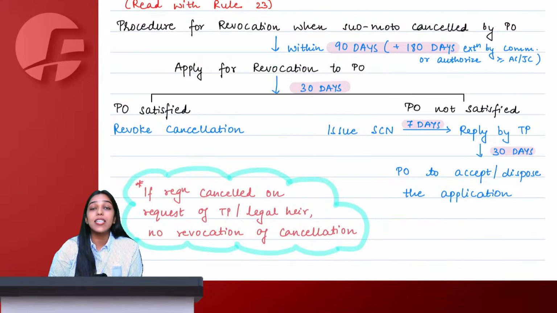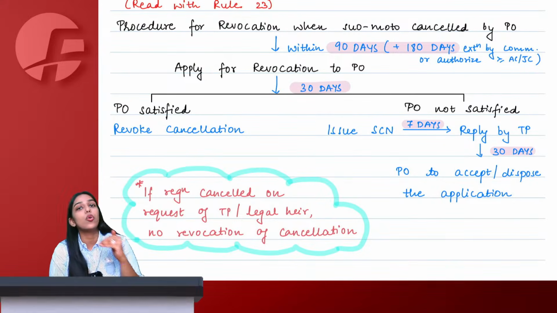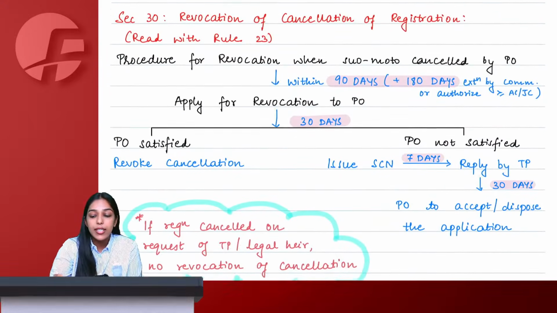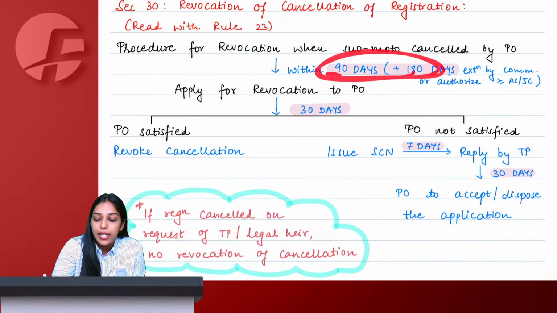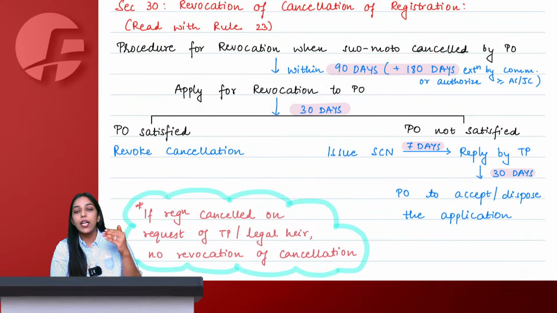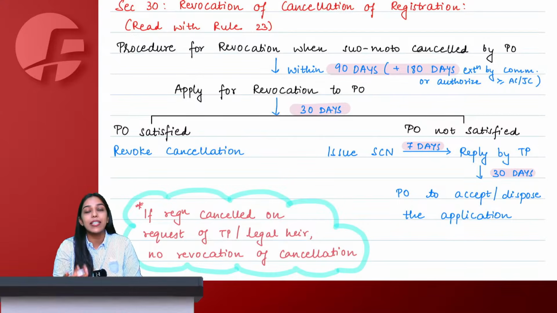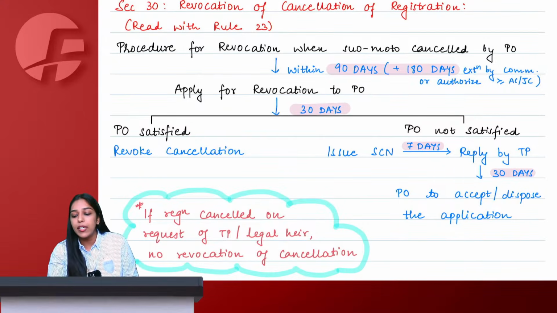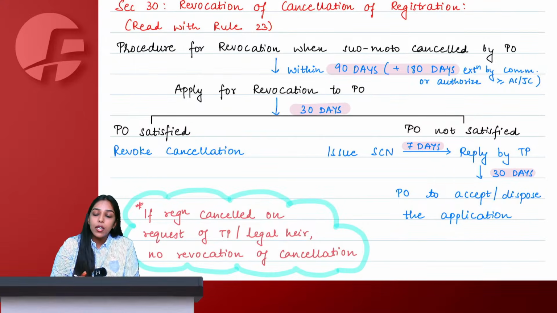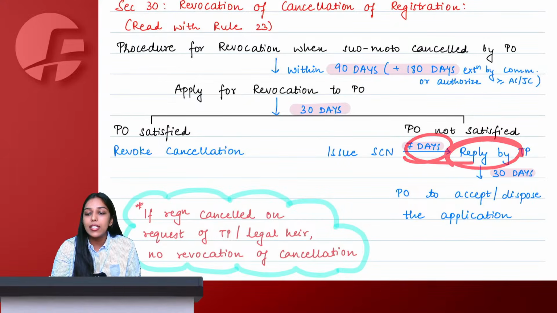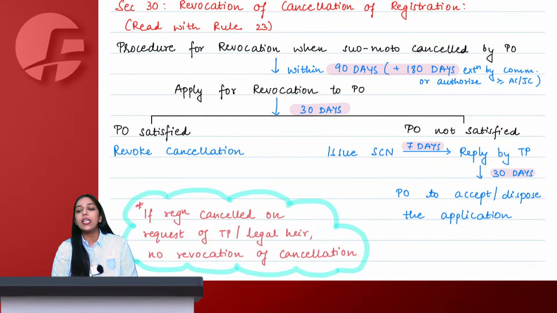So if I had myself applied for cancellation, I cannot go for revocation. Only if the officer cancelled, then from the day on which he cancelled, within 90 plus 180 days, I can go for revocation. The day on which I go for revocation, within 30 days, the officer will decide; if he is satisfied, he will revoke. If he is not satisfied, he will issue me a notice. If he issues me a notice, I have to reply, and once I reply, then he will take his final action. Say yes or no, everyone.